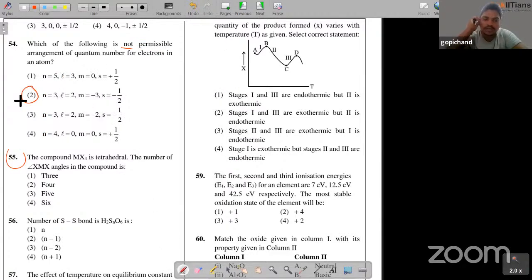the compound MX4 is tetrahedral. Okay, so the number of angles in this compound will become. So very another easy question, I can say that. Okay, so just think of it, MX4 is tetrahedral, the number of XMX angles are.